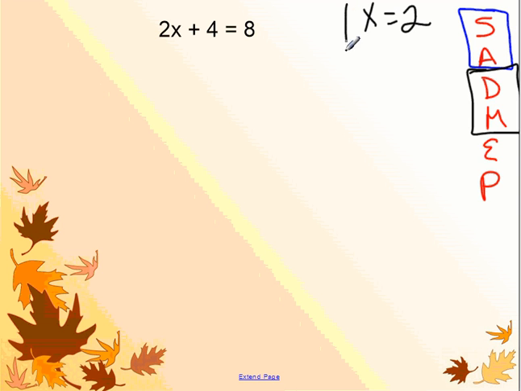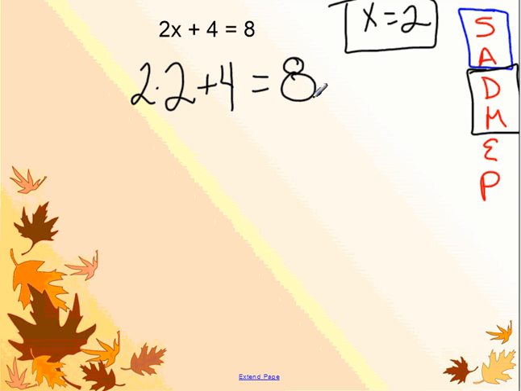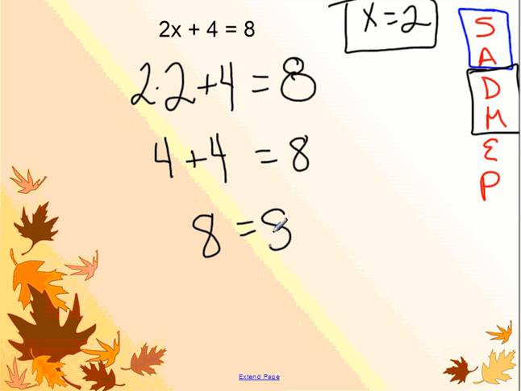I can take this x equals 2 and plug it back into this equation. So instead of x, I'm going to put in my 2. So I have 2 times 2 instead of x plus 4, and it should equal 8. I am going to use order of operations and simplify this. 2 times 2 is 4. Bring down the plus 4, and it should equal 8. 4 plus 4 is 8, and look at that. 8 equals 8. That's what I'm looking for.